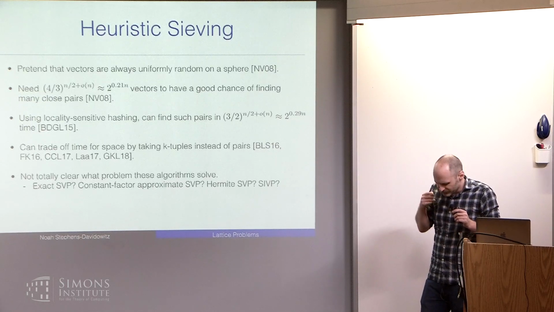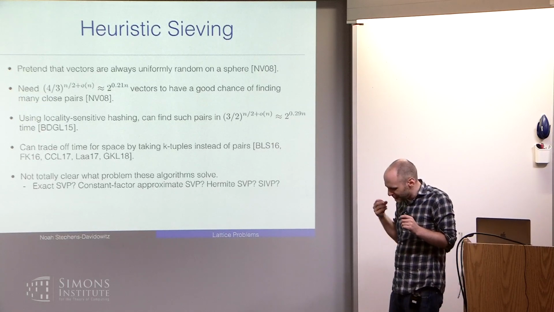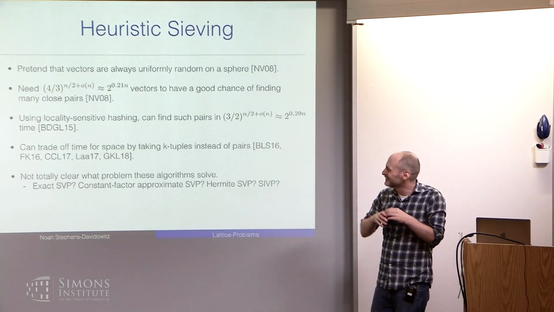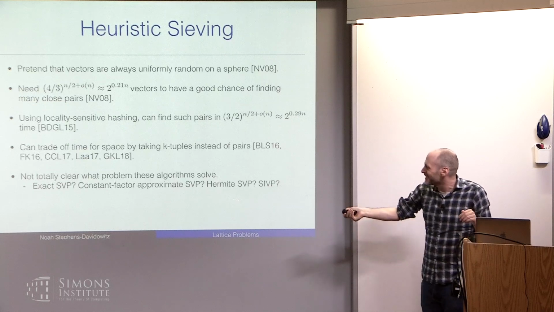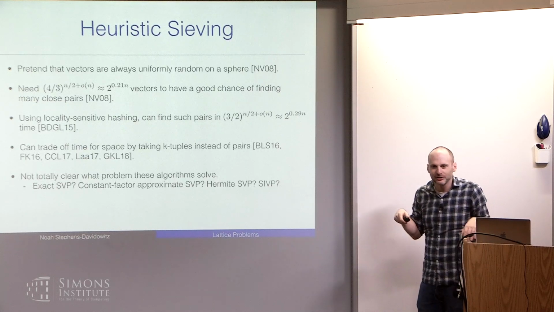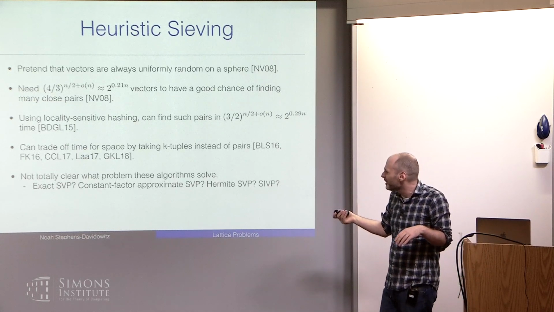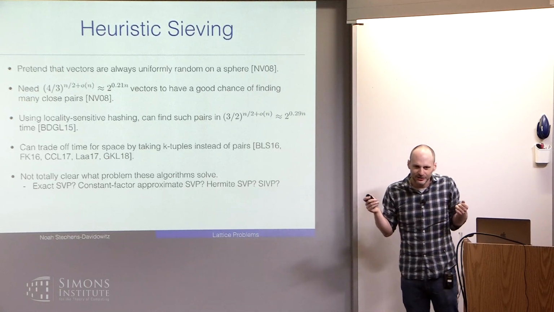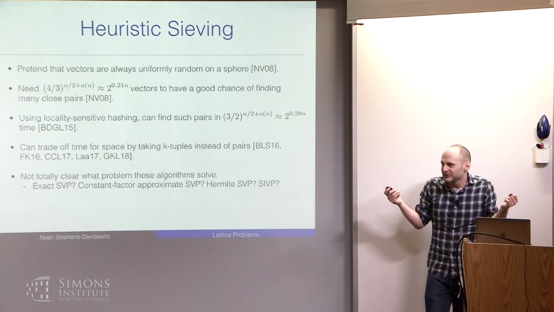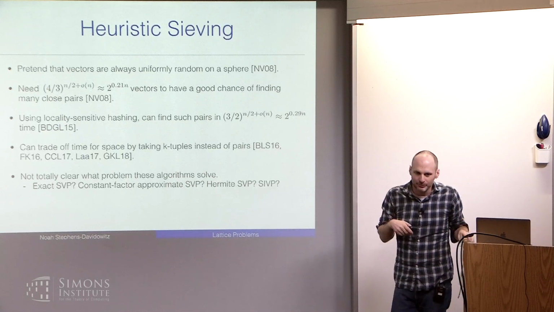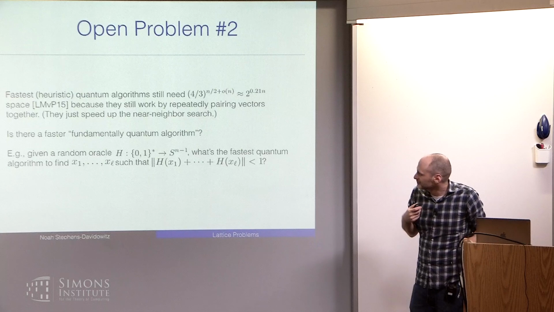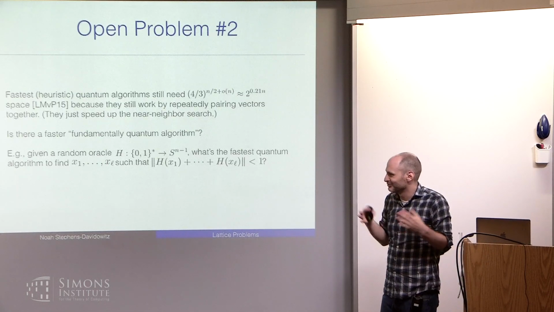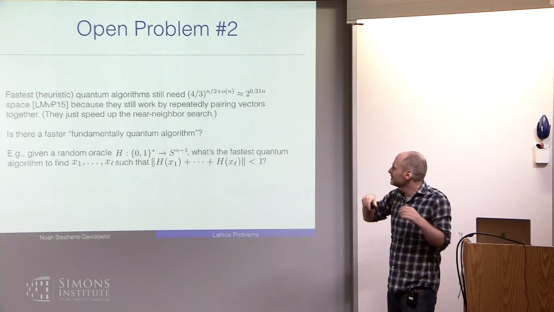And I guess the last thing I want to say about these algorithms, I'm talking about this for a reason. It's going to lead to an open problem. But the last thing I want to say about these algorithms is it's not entirely clear what problem they're solving. Right? Like maybe it's constant factor approximate SVP, maybe it's Hermite SVP, maybe it's SIVP. It's really not clear. For the lattices that we run these on, they're all the same problem. But for arbitrary lattices, they're not, as Daniele said.